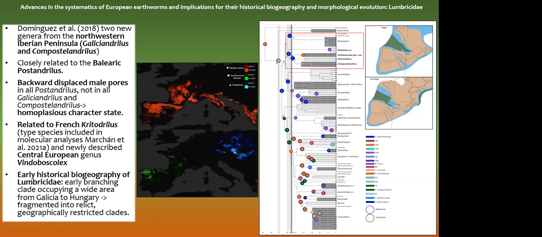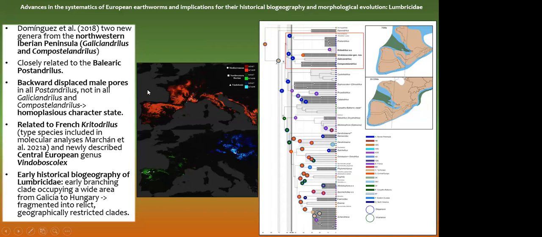In Postandrilus, all the species present backward displaced male pores. They should be in segment 15, but they are usually found on segment 30 or 40, very strongly displaced backward. But in Galiciadrilus and Compostelandrilus, we find this character in some species, but not in others. What that indicates to us is that the backwardly displaced male pore is a homoplasious character state, and it doesn't give us information about phylogenetic relationships.